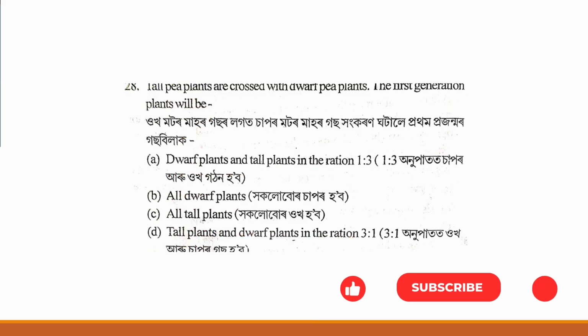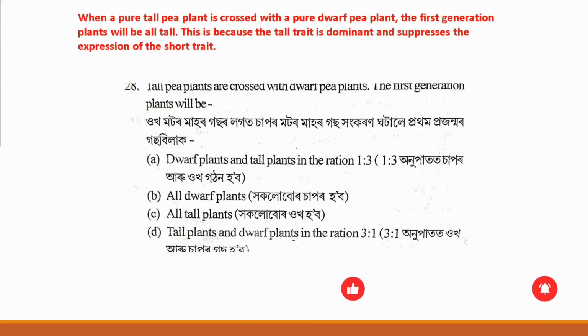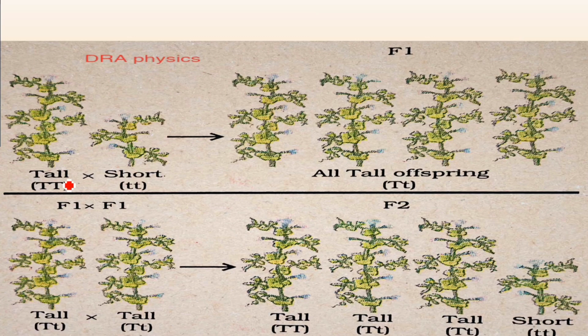So students, you have to go through this one: when a pure tall pea plant is crossed with a pure dwarf pea plant, the first generation plants will all be tall. This is because the tall trait is dominant and suppresses the expression of the short trait. Let us try to understand with the help of this. Here we can see that this is one tall pea plant, so its genotype will be TT, and this is one short pea plant, so its genotype will be tt.